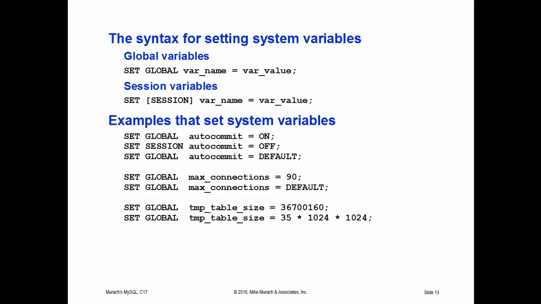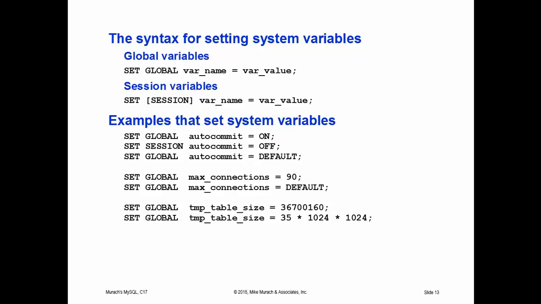So this first example here uses a set statement with the global keyword to set the variable named, this one here. This sets autocommit at the global level. It sets it on, in other words, it sets it to 1. The second one turns it off, which sets it to 0. And the third sets it to the default, and typically the default value is for it to be on.